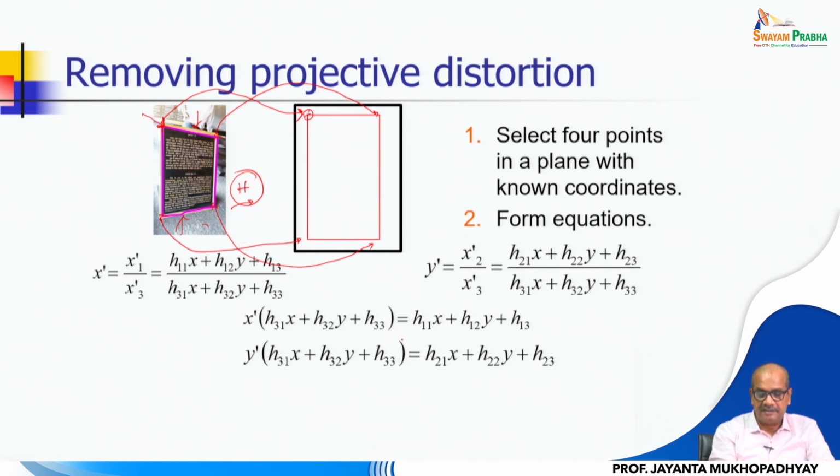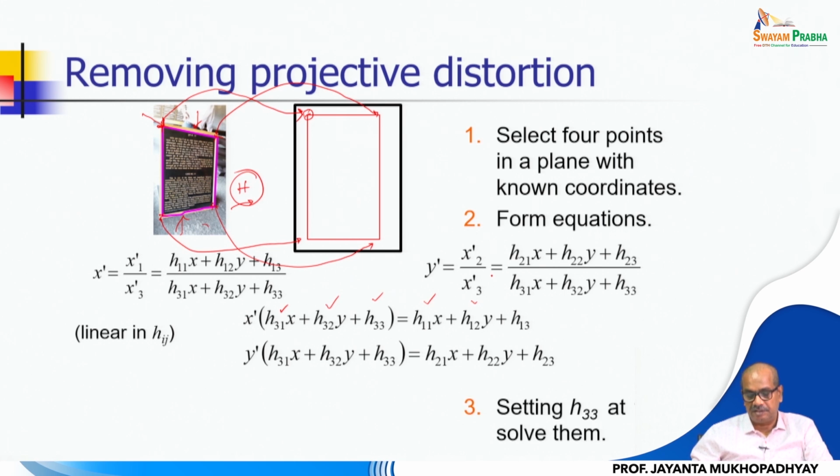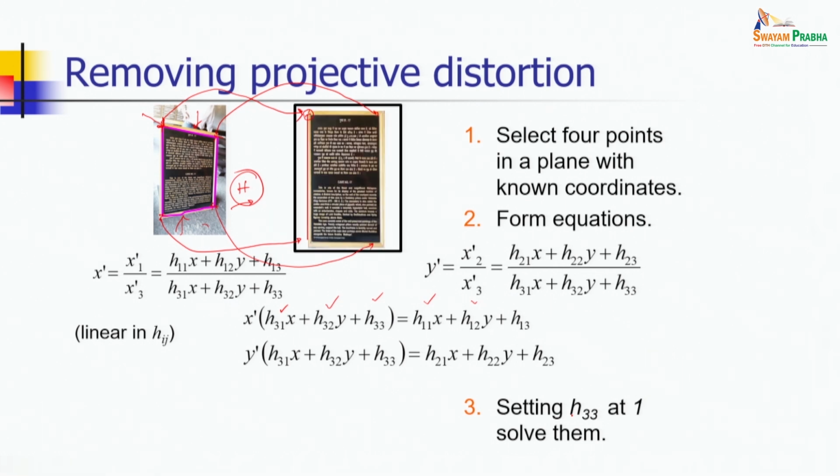As you can see, these equations are linear in terms of these coefficients, which are unknown here. So I can express these equations in linear form, and by setting h33 at 1, we can solve this. If I solve and use that transformation to map all the points, you can see that this particular notice board, which looked a bit obliquely faced, has now become fronto-parallel, and sometimes it is easier to interpret from this position.